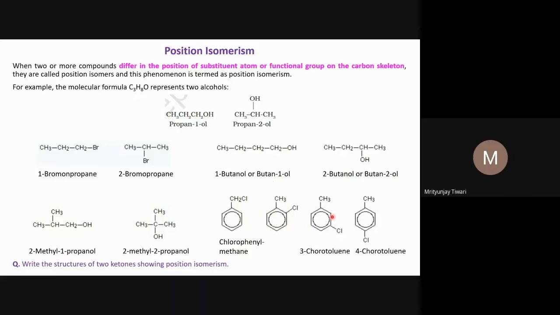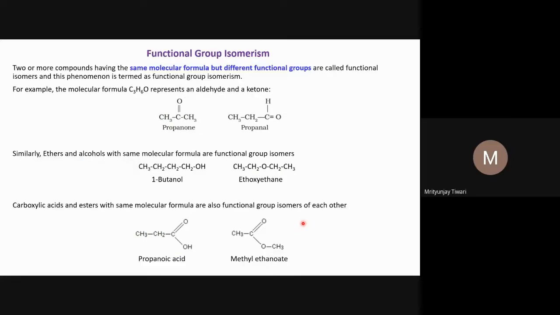This one is 3-chlorotoluene. This one is 4-chlorotoluene. What you see is that the difference in the name is only because of the position: 2-chlorotoluene, 3-chlorotoluene, 4-chlorotoluene. If the compounds' names are different only because of the positions of the substituents, all those compounds are position isomers.